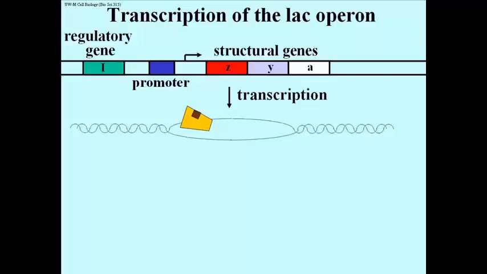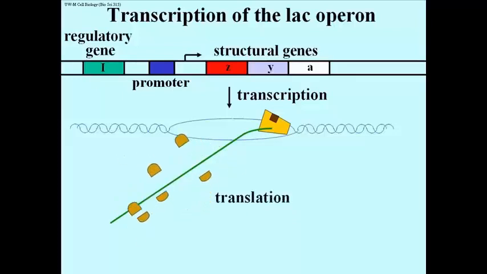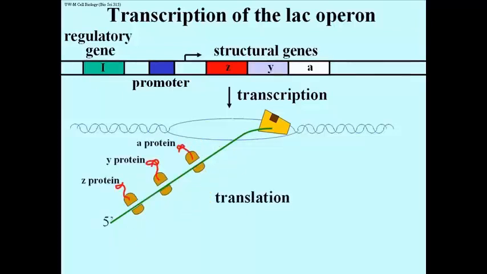There is also a gene that historically was called the I gene. It is a regulatory gene, and we'll see its function in just a moment. So here we have transcription of the lactose operon and the three genes in the transcript itself with three translation start sites. So what's going to happen here is ribosomes are going to assemble at three different points on this mRNA. The ribosomes are going to move along the message, along each of the genes, and translate the Z, the Y, and the A protein.